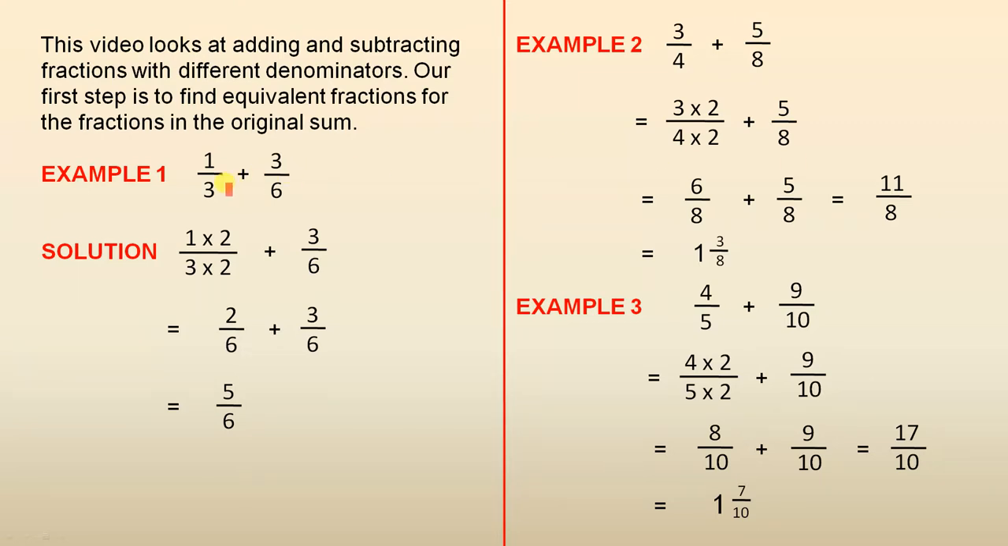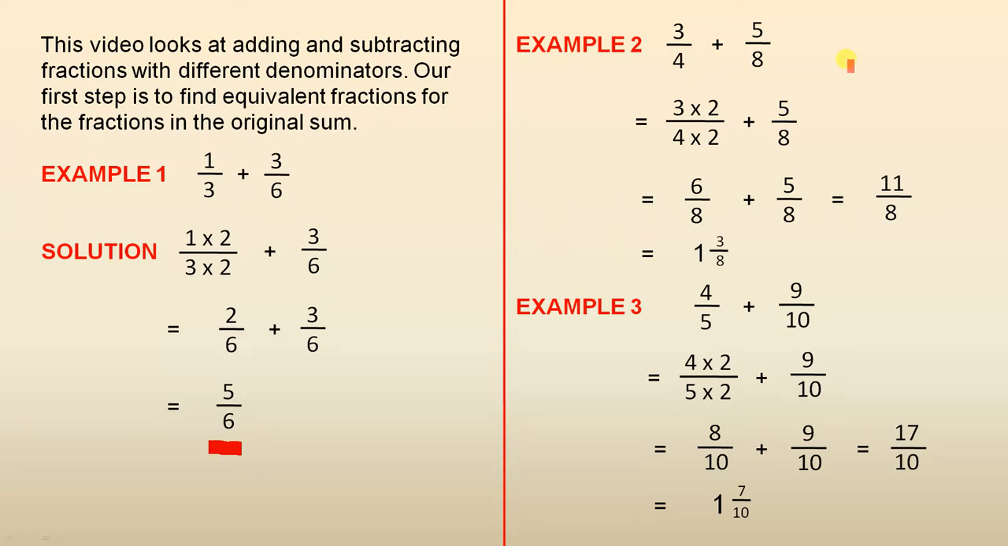So example 1 is 1 over 3 plus 3 over 6. Because of this 6 here, we have to change this denominator into a 6, so we multiply top and bottom by 2. 2 1s are 2, 2 3s are 6, so the new fraction is 2 over 6. So we have 2 over 6 plus 3 over 6, and that gives us 5 over 6. Remember, when the denominators are the same, just add the numerators.